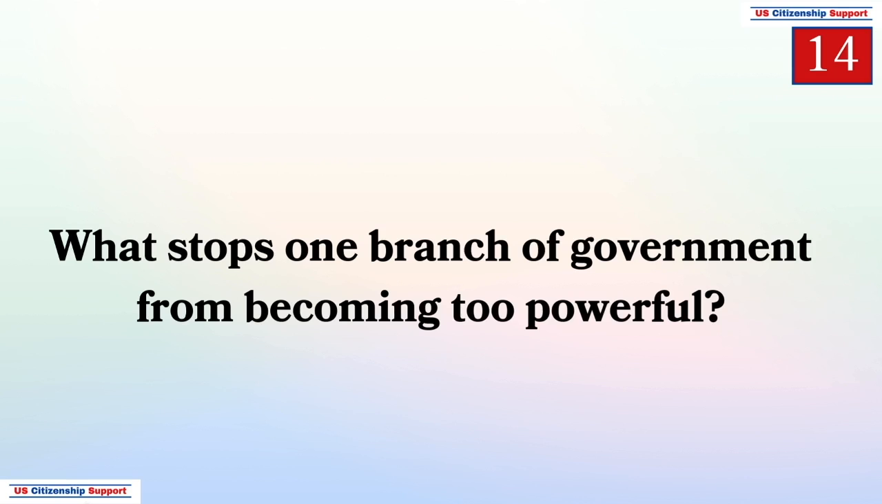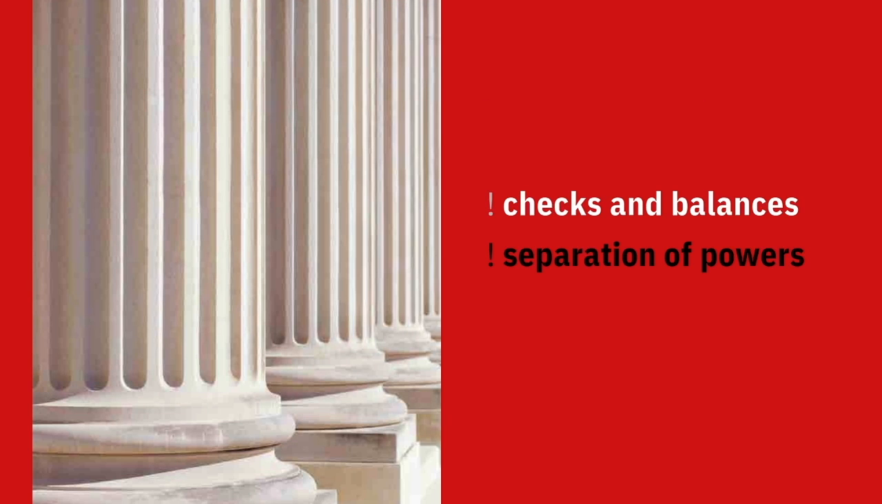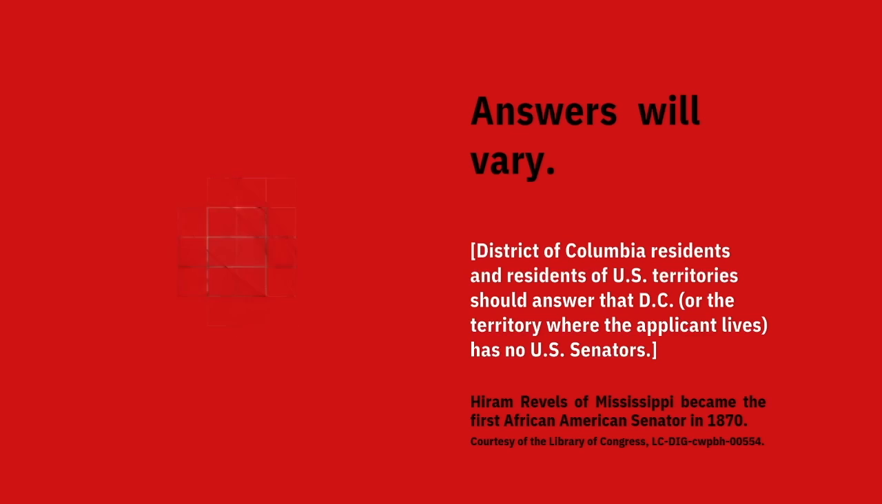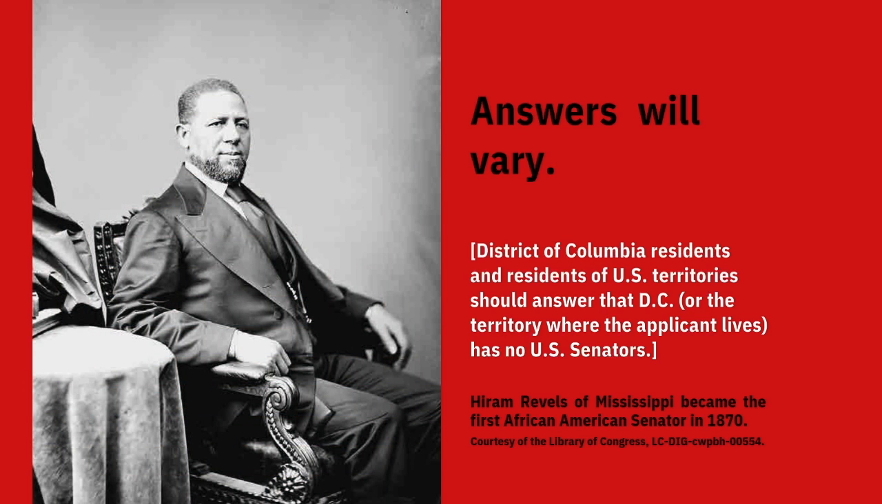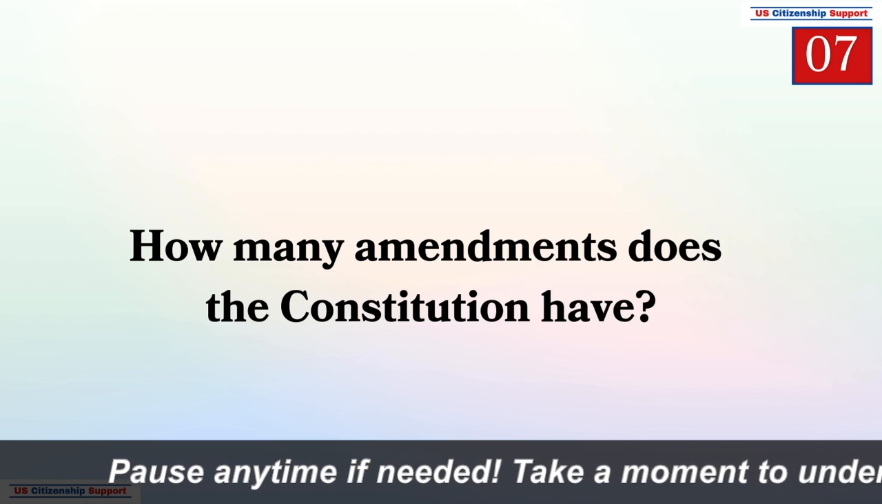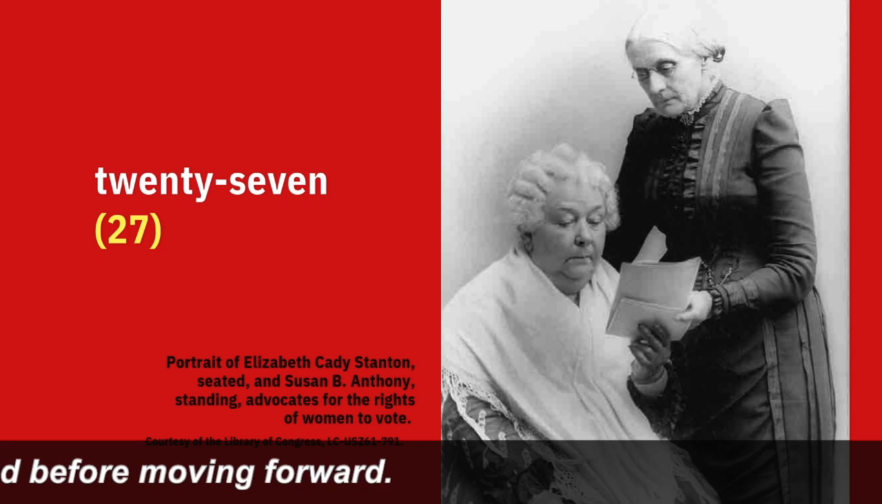What stops one branch of government from becoming too powerful? Checks and balances. Who is one of your state's U.S. senators now? Answers will vary. How many amendments does the Constitution have? 27.